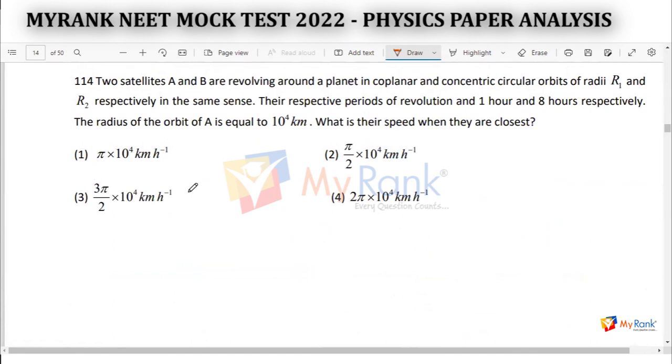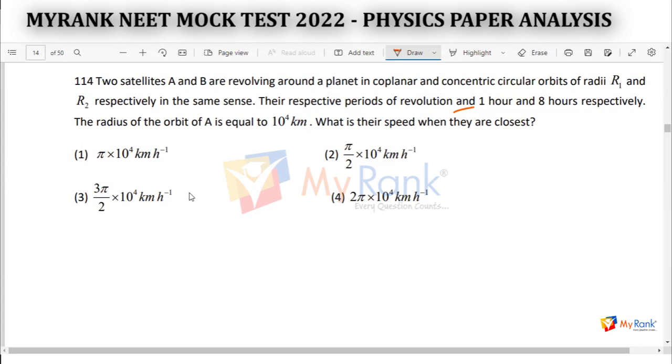Two satellites A and B are revolving around a planet in coplanar and concentric circular orbits of radii r1 and r2 respectively, in the same sense. The respective periods of revolution are 1 hour and 8 hours. The radius of orbit of A is equal to 10 power 4 kilometers. What is their relative speed when they are closest?